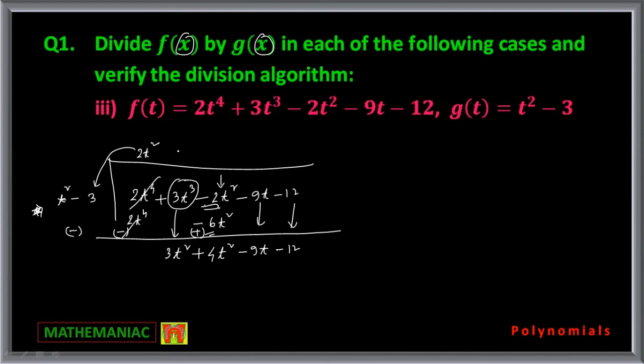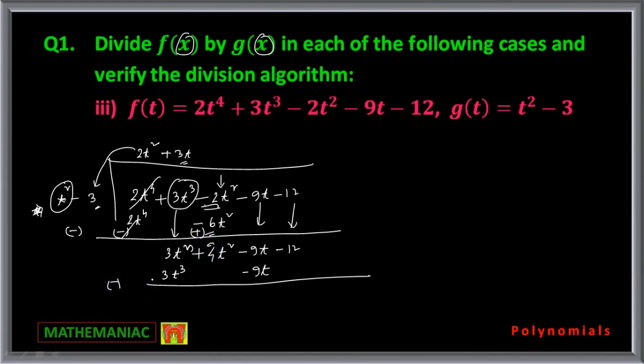Now what should you put here? Yes, it is simply, sorry, this is 3t cube. So it is simply 3t. Thrice t multiplied by t square gives you 3t cube. Then this 3t multiplied by minus 3 gives you minus 9t. So you write below this. You will not disturb this.